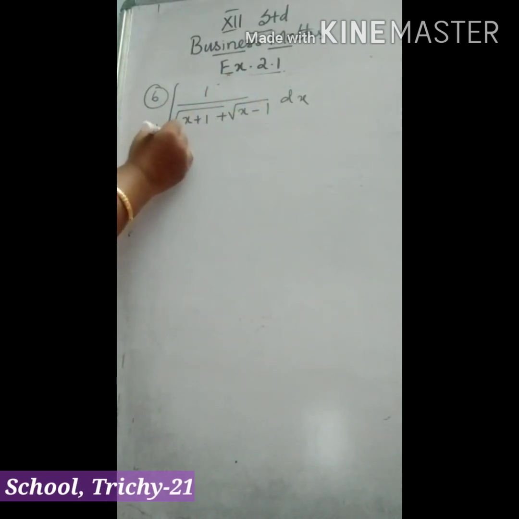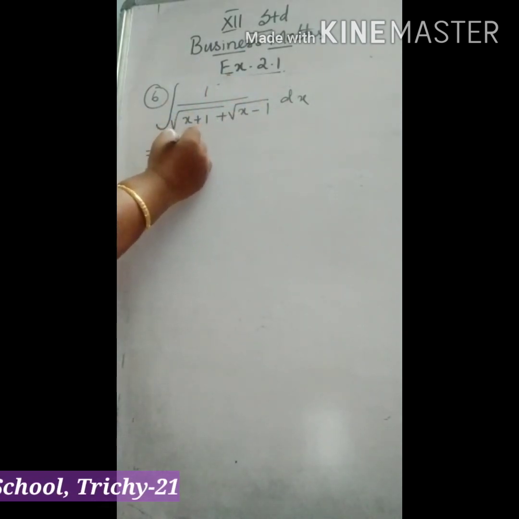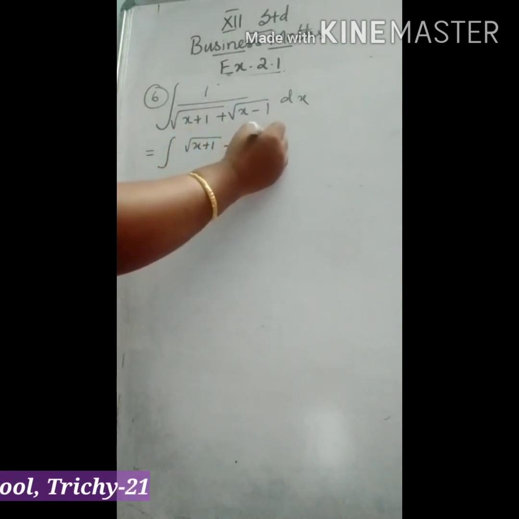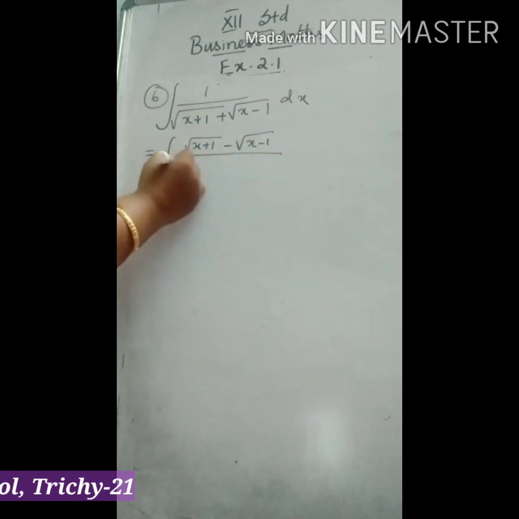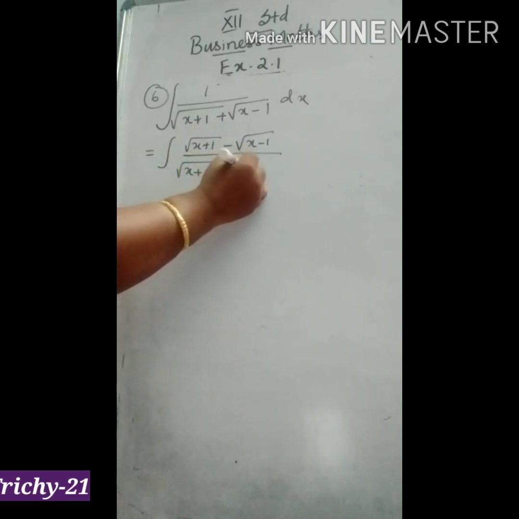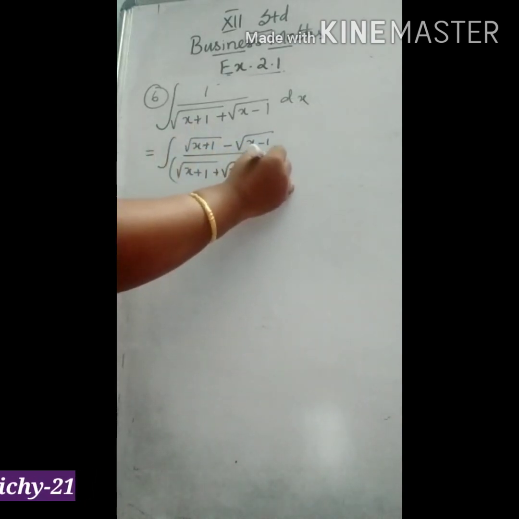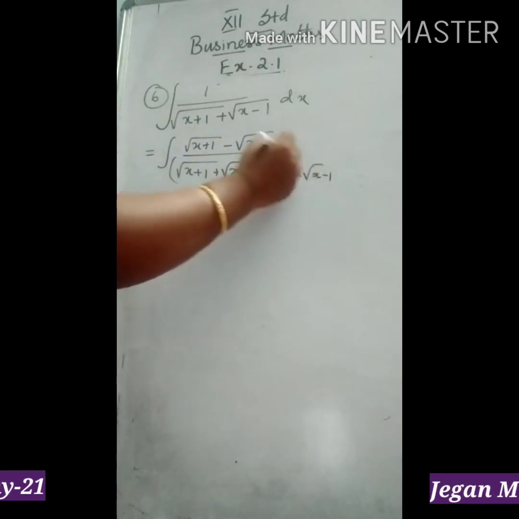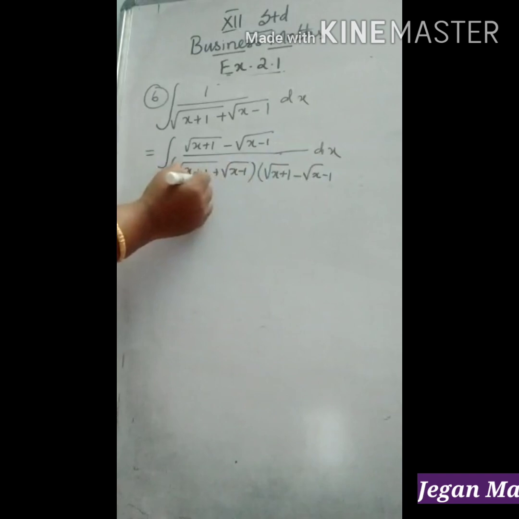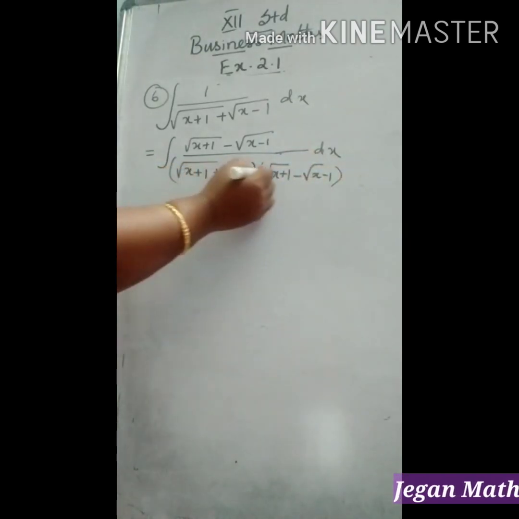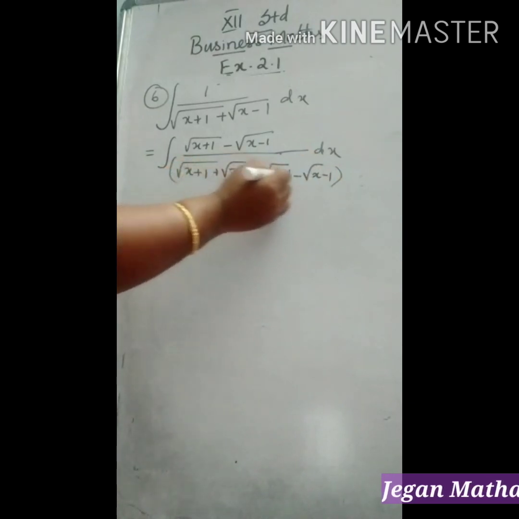So that is equal to the integral of (root of x plus 1 minus root of x minus 1) divided by (root of x plus 1 plus root of x minus 1) into (root of x plus 1 minus root of x minus 1) into dx. This is in the (a plus b) into (a minus b) format, so you have to take the denominator as a squared minus b squared.